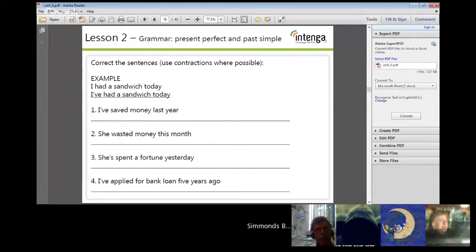Okay. What about she wasted money this month? I think it is correct with the present perfect tense, as it depends on context. Okay, well, this month hasn't finished. If it has finished, then it's last month. So we need to use the present perfect. It should be she's wasted money this month. Okay, so the present perfect. Any questions?